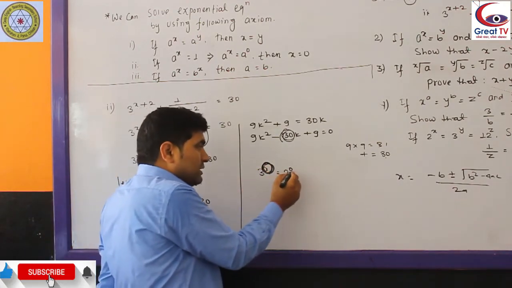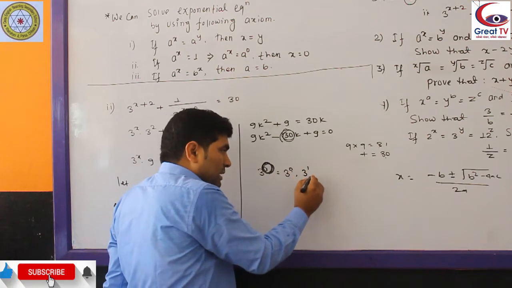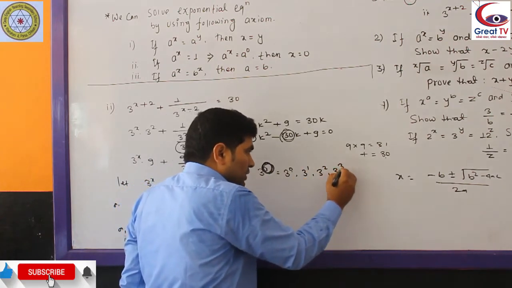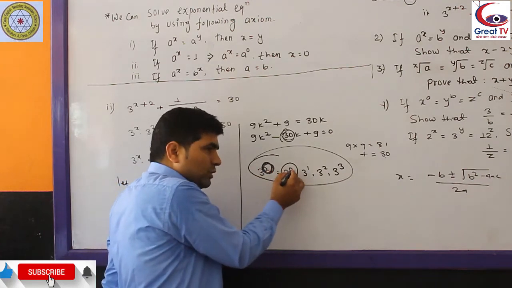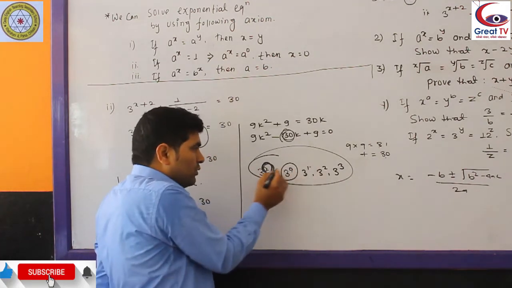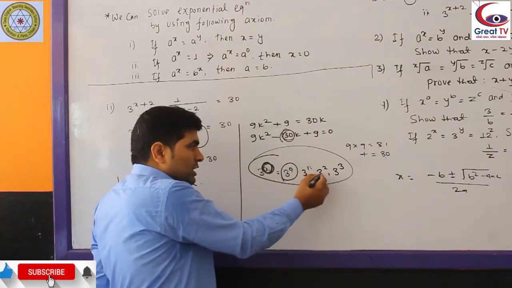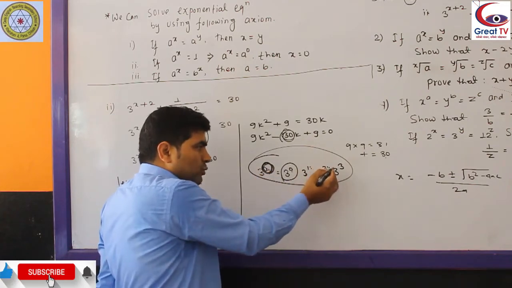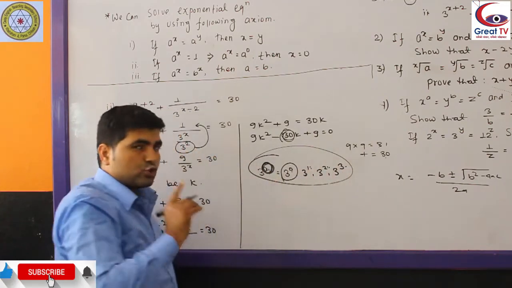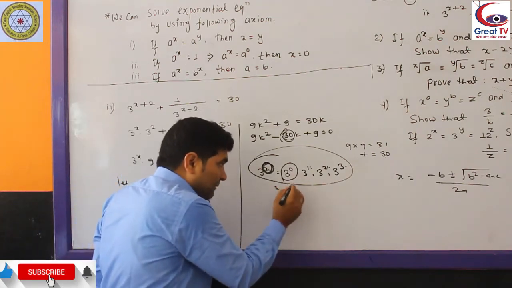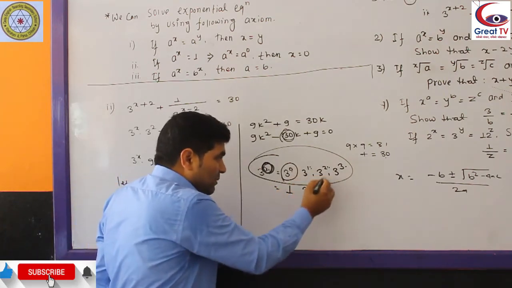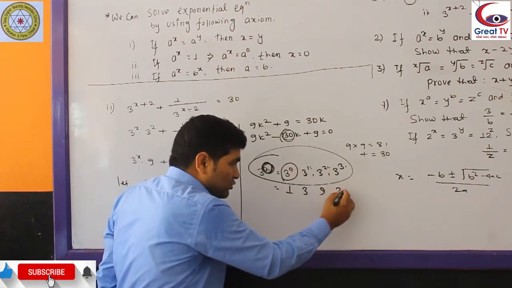3 power x must be 3 power 0, 3 power 1, 3 power 2, 3 power 3. If 3 power 0 comes, the value of x is 0; if 3 power 1 comes, the value of x is 1; if 3 power 2 comes, the value of x is 2; if 3 power 3 comes, the value of x is 3. That is, 3 power 0 means 1, 3 power 1 is 3, 3 power 2 means 9, 3 power 3 means 27.